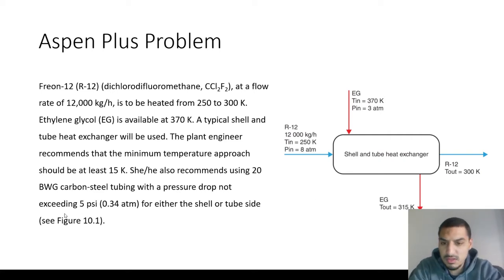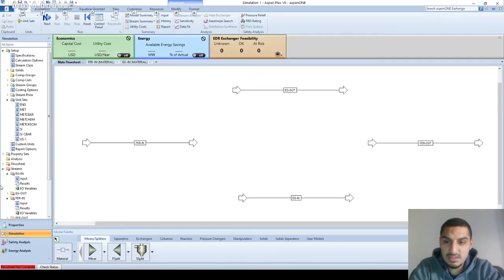And we know that this is the type of pipes that we're going to use, and this is not going to be a piece of information that we're going to use today or in this video. And this is the allowable pressure drop. Again, this is not an information that we are going to use today. So let's go to Aspen Plus and see what we have.